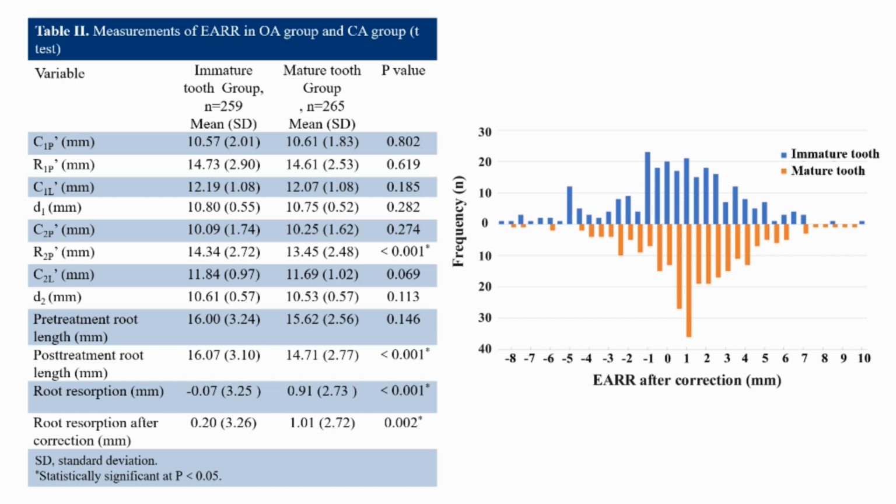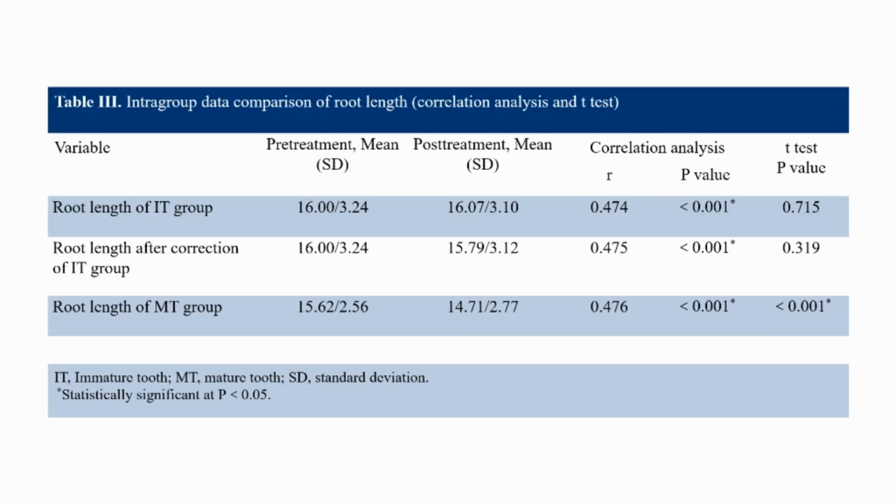There was a statistically significant difference in the amount of root resorption with tooth development before correction as well as after correction, indicating that the immature tooth group has less root resorption. The pre-treatment and post-treatment root lengths in the single group were also compared, showing that an immature tooth will suffer little real root shortening but not be stunted.